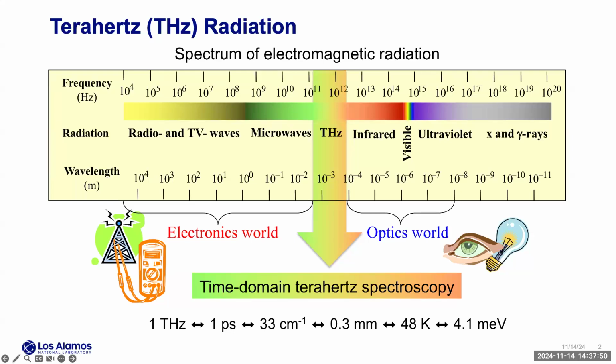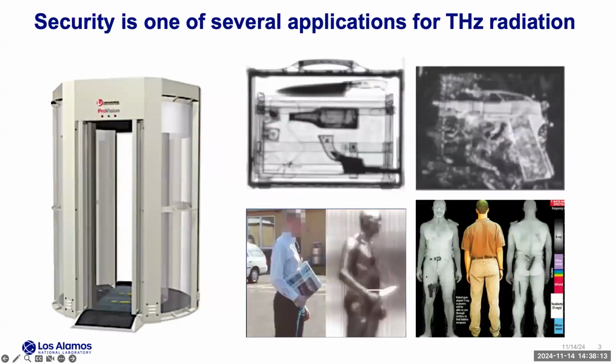So 1 terahertz is about a picosecond in duration, 33 wave numbers, a wavelength of about a third of a millimeter, in energy space, 4.1 MeV, 48 Kelvin. We are focused on ultrafast terahertz radiation. So the diagnostic that we often use is called time domain terahertz spectroscopy. So terahertz, you wonder why people are interested.